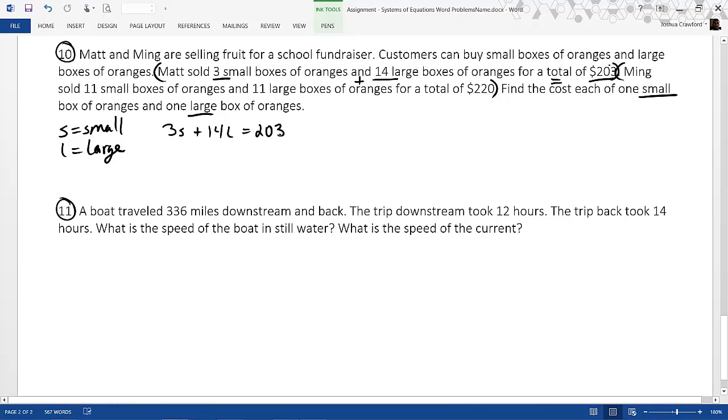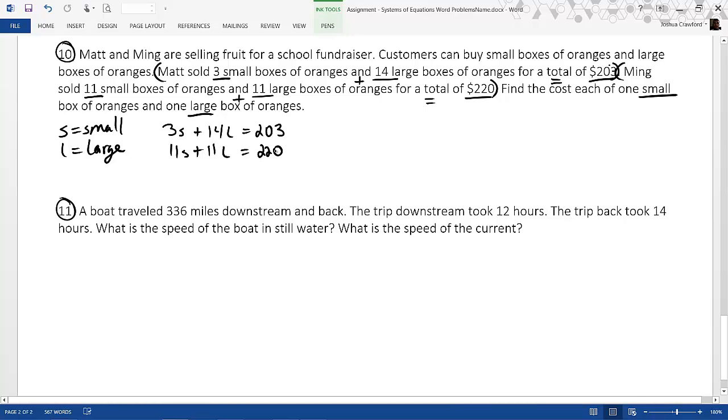Our second equation, the fourth sentence: we sold 11 small boxes, so 11S, and a plus sign, 11 large, so 11L, for a total of, so equals 220. So we're going to have 11S plus 11L equals 220.